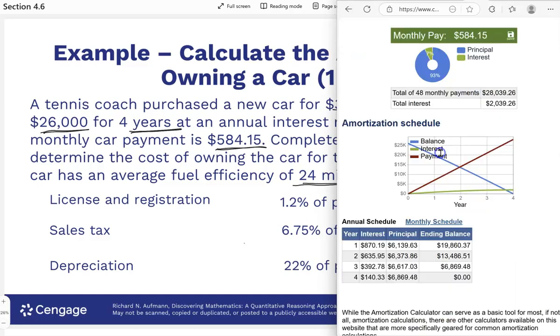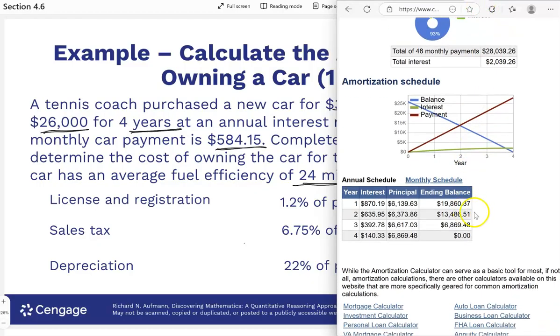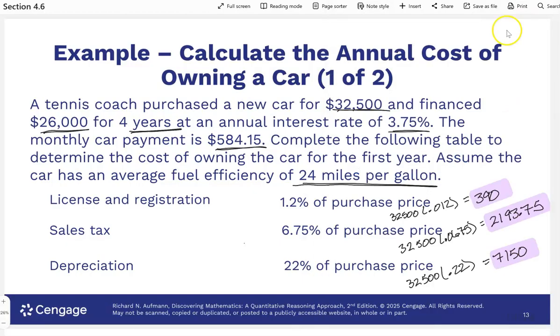And we're making monthly payments. I'm going to hit calculate. So there's my monthly payment amount. Okay, we could get that monthly payment amount with that TVM solver also. But we're wanting interest, and that's what the amortization schedule is going to tell us. So year one, that interest was $870.19.